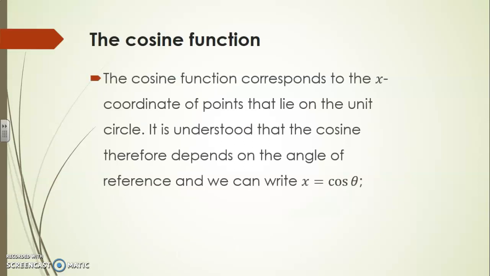Okay, so the cosine function corresponds to the x-coordinate of points that lie on the unit circle. It's understood that the cosine therefore depends on the angle of reference, and we can write x equals cos of theta.